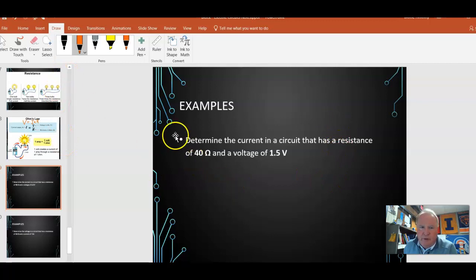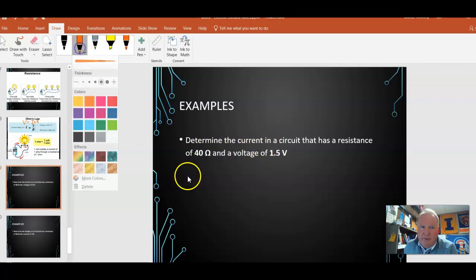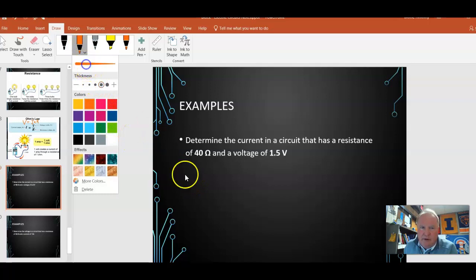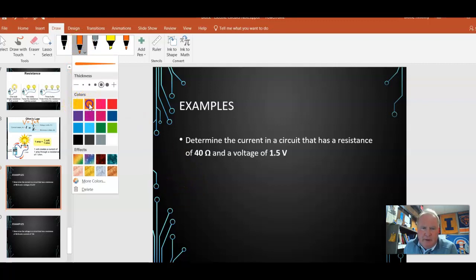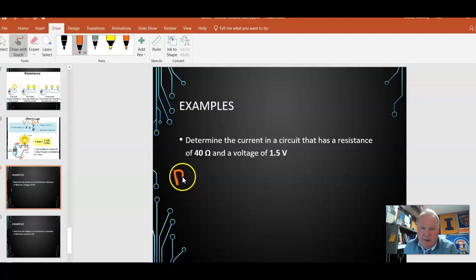We can use it with the 4-column method. So if they say, determine the current in a circuit that has a resistance of 40 ohms and a voltage of 5, we can revert back to what we know, and that is the 4-column method. So I've got to get my pen working here. We'll make orange. We can write R equals 40.